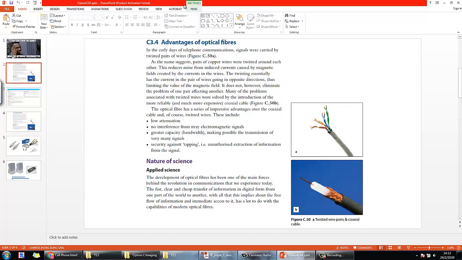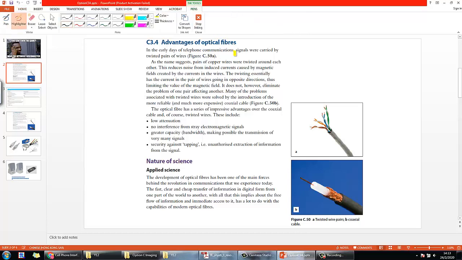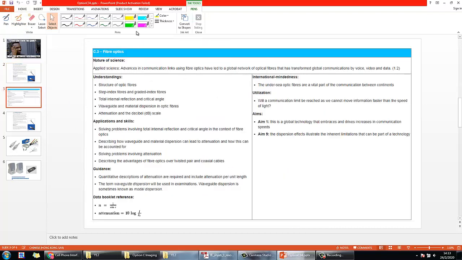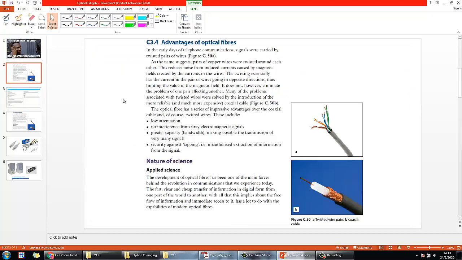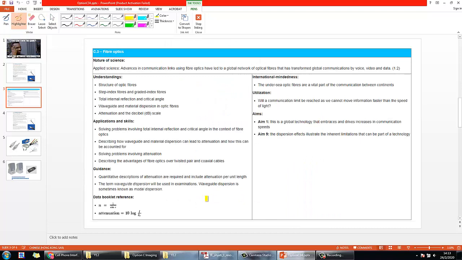Let's talk about the advantages of optical fiber over the traditional wire, and we will finish C3. Okay, so before we look at this page in your textbook, let's take a look at the official study guide first, so you know what you are expected to know. If we talk about advantages, we can talk about them in a very technical way, but what we actually need to know is more qualitative.